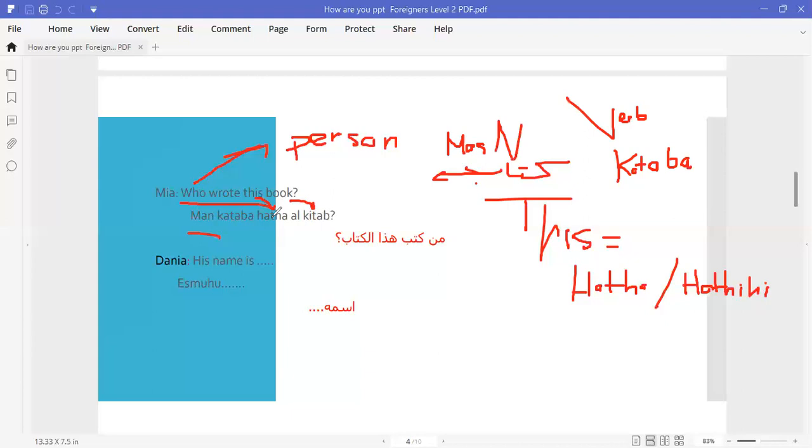Hada. Here, why did we use al here? There, she said, I just bought a new book. When she said kitab, the book was unspecified. But here, Mia asked her, who wrote this book? Here, she's specifying by using a demonstrative pronoun. Now, the book becomes specific. Because the noun is specific, we start by using al, okay? So, man kataba hadha al-kitab, because the book became specific. Man kataba hadha al-kitab, I'm asking about a person.